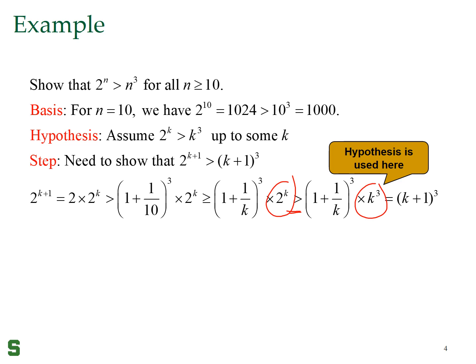So that means our next step is going to be (1 plus 1 divided by k) to the power 3 times 2 to the power k is greater than (1 plus 1 divided by k) to the power 3 times k cube. And this is exactly the term that we needed, which is k plus 1 cube.